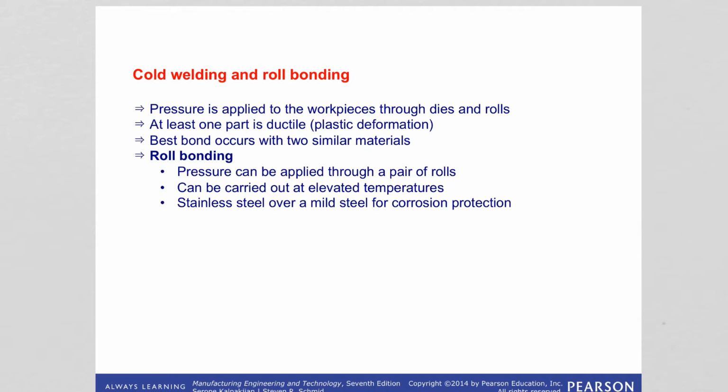Joining of two dissimilar metals, if they are mutually soluble in each other, if you remember from phase diagrams, there can be intermetallic compounds forming in the joint, which can make the joint weak and brittle. An example of this is aluminum and steel bonding. So it is better to have two similar materials because the best bond strength will be obtained when we are joining two similar materials.